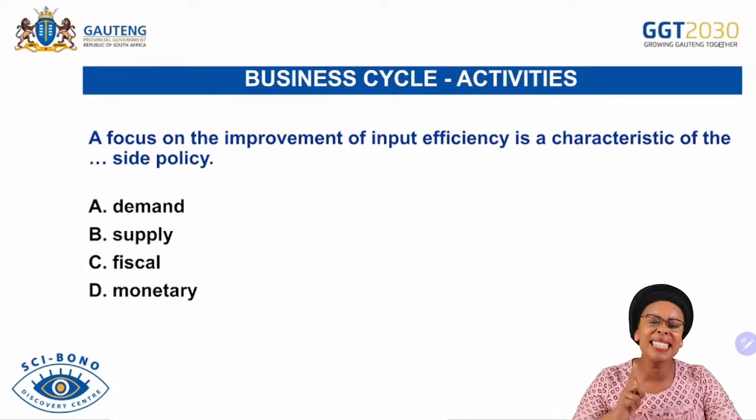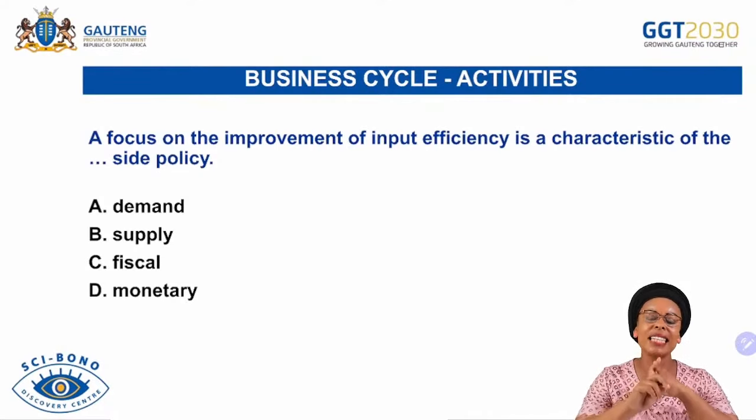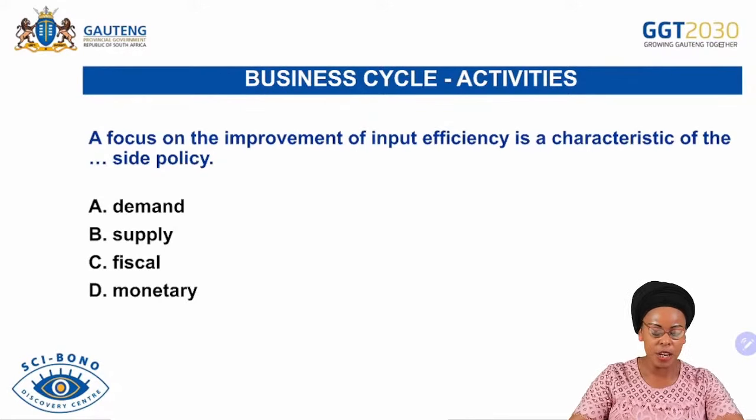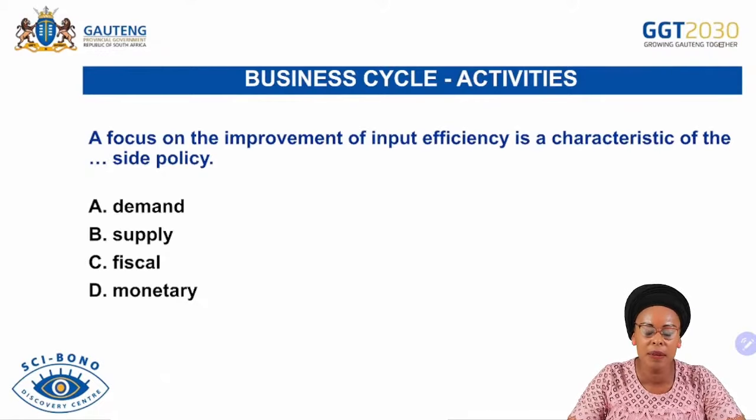But the supply side policy, always remember that it focuses on reduction of production cost. It focuses on improving the efficiency of inputs. It focuses on improving the efficiency of the market. So in this case, your answer should be B.